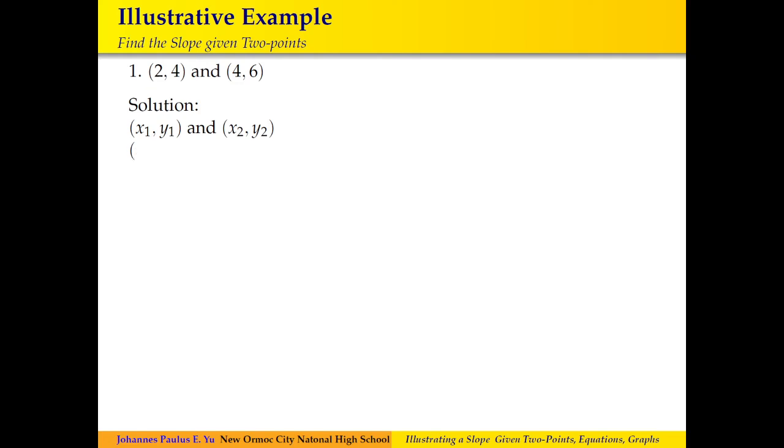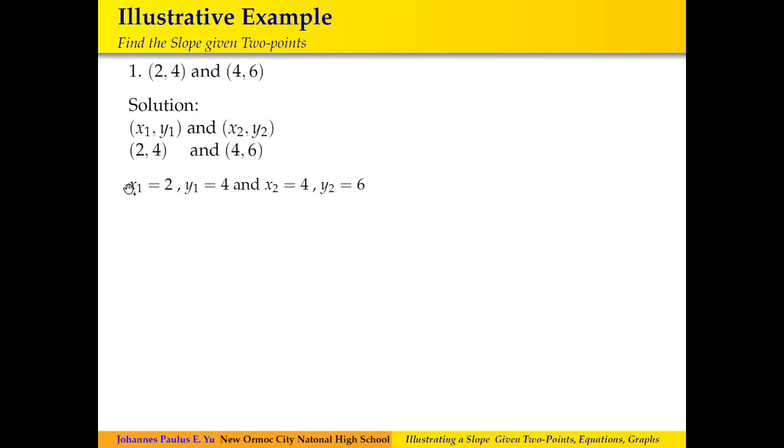So following along the pattern, we have 2 comma 4 and 4 comma 6. Based upon this pattern, x sub 1 is equal to 2 and y sub 1 equals 4. And x sub 2 is 4, y sub 2 is 6.